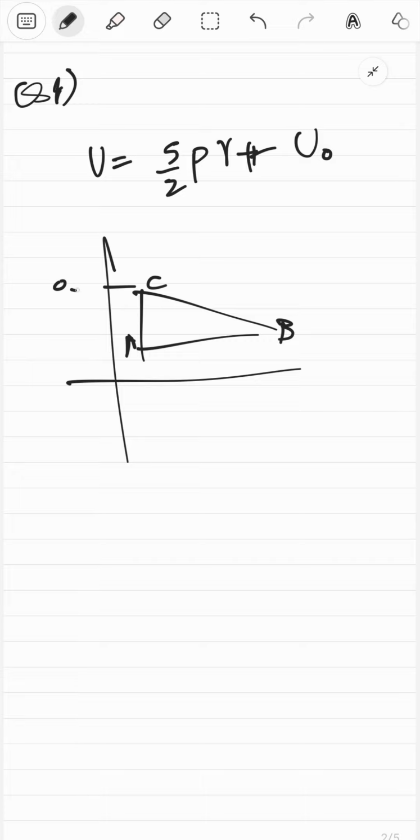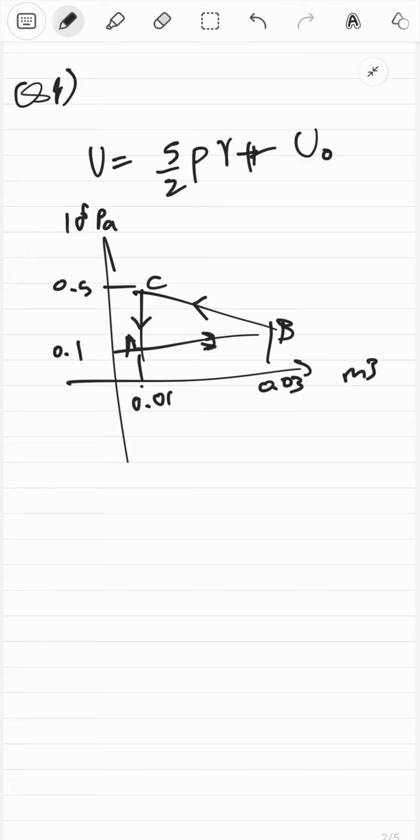This is at 0.5. Okay, megapascal, fine. This thing is 0.1, and mega is 10 power 6, so 10 power 6 pascals. It's a scale. This thing is in meter cube. This thing is 0.01. This thing is 0.03. Fine, given a triangle. Cool. What about this triangle? Calculate Q and W for each of the processes.